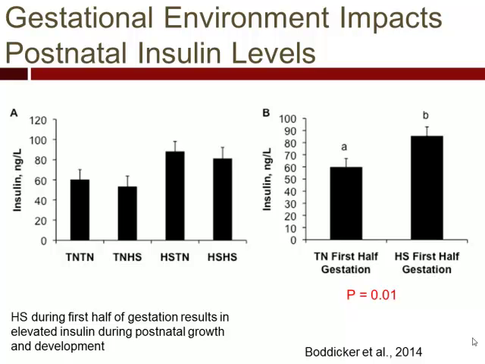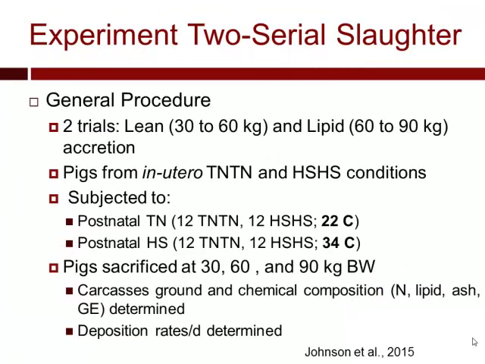But we also started at the University of Missouri a second replication of heat stress gilts to repeat this. And so on the second round, we used a different approach. We only did thermoneutral the entire length of gestation, or heat stress the entire length of gestation to simplify the experiment. And then we did a serial slaughter experiment where we took pigs that were from those gestational environments, and we evaluated protein accretion and adipose accretion during the 30 to 60 kilogram phase, or the lean accretion phase, and again at the 60 to 90 kilogram phase of production, or the lipid accretion phase.